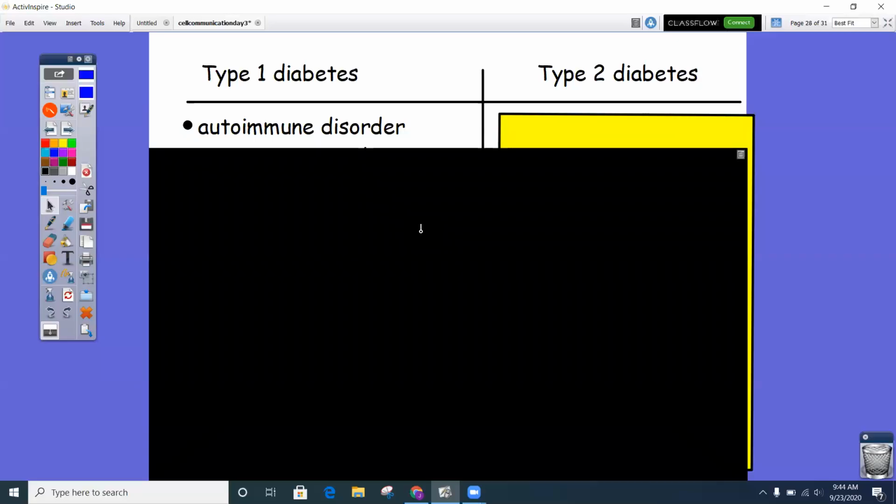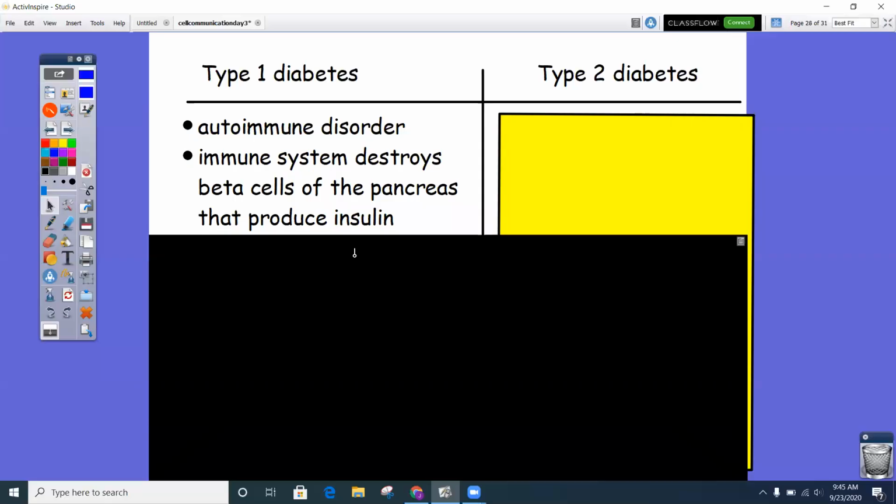Type 1 diabetes is an autoimmune disorder. Typically, this is not diagnosed until about anywhere between age 7 and 10. And it involves your immune cells attacking the beta cells of your pancreas. Okay, it actually ends up destroying them. It doesn't recognize your beta cells of your pancreas as belonging to you, so it attacks and destroys them. So that's what the second bullet says here. The immune system destroys the beta cells of your pancreas that produce insulin.